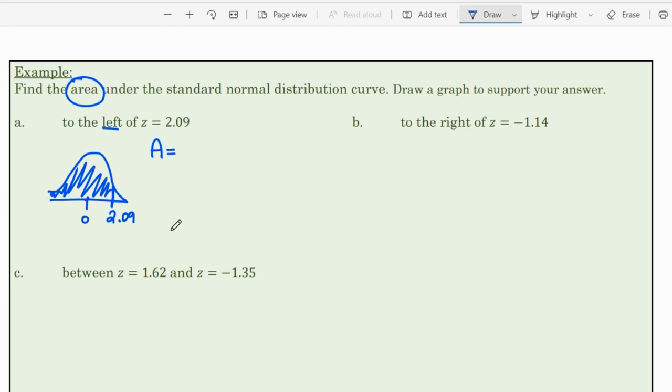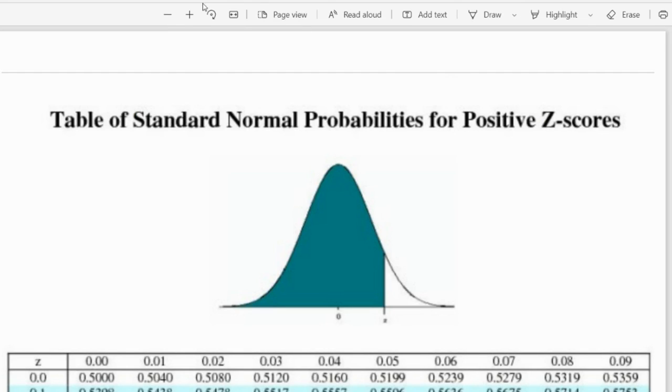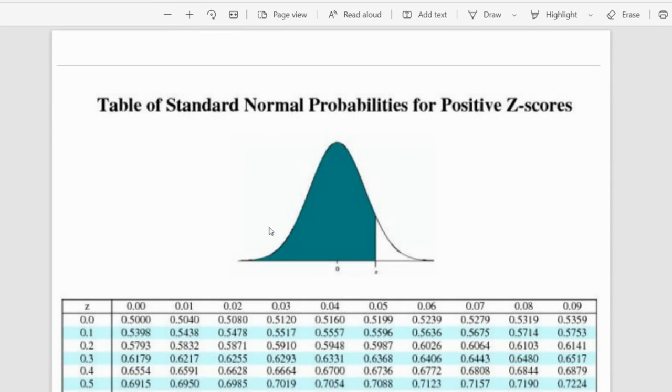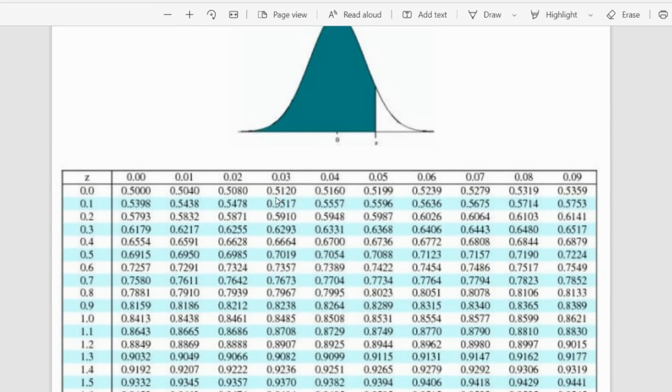So I'm going to go to my z-score table. Since I want to the left of a certain z-score, all I have to do is find that z-score on the table and figure out what the number is. So I need a z-score of 2.09. So we're going to go to our z-score table. Let's maybe make this a little bit smaller. We need to find 2.09.